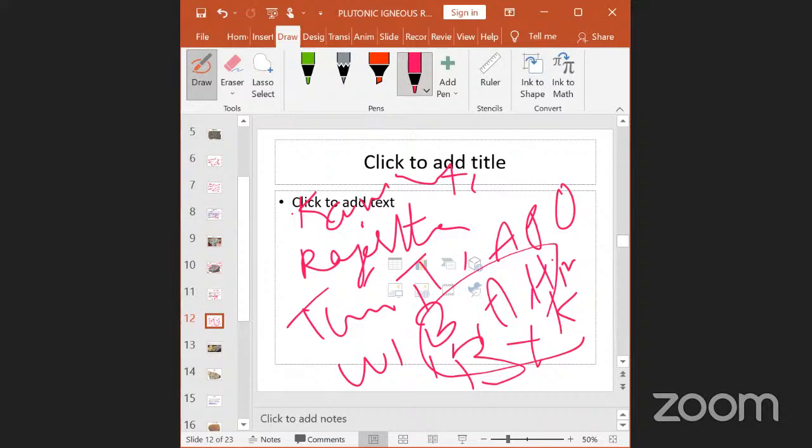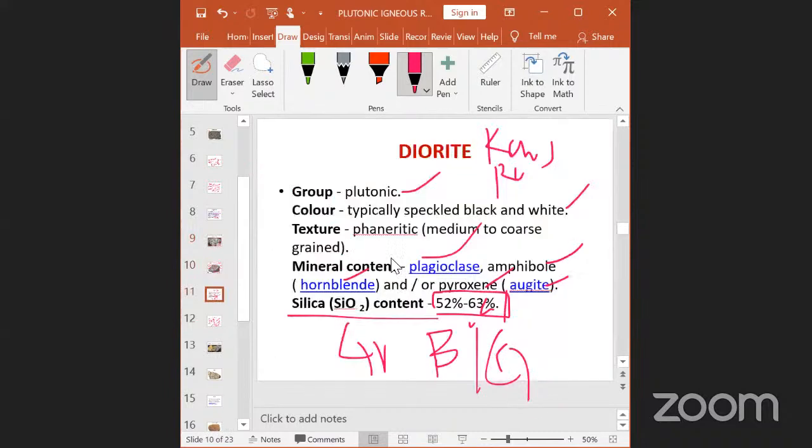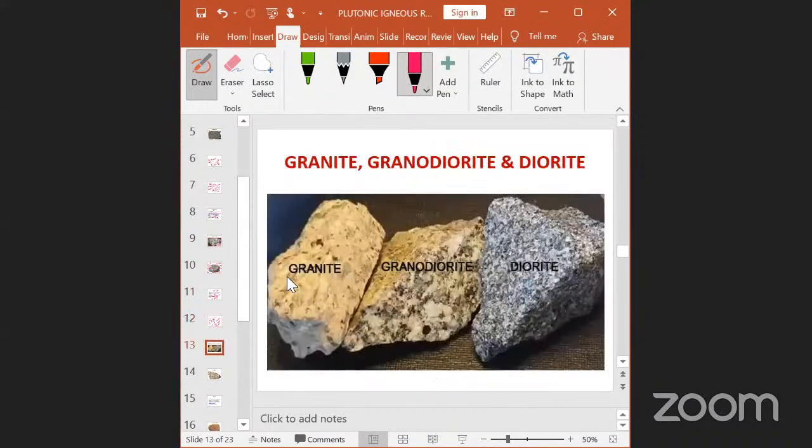So this is the granite and granodiorite formation. So what is the difference between granite and granodiorite? Tell me anything. Okay. So granite and granodiorites are both classified as granitic because they both are rich in quartz, right?